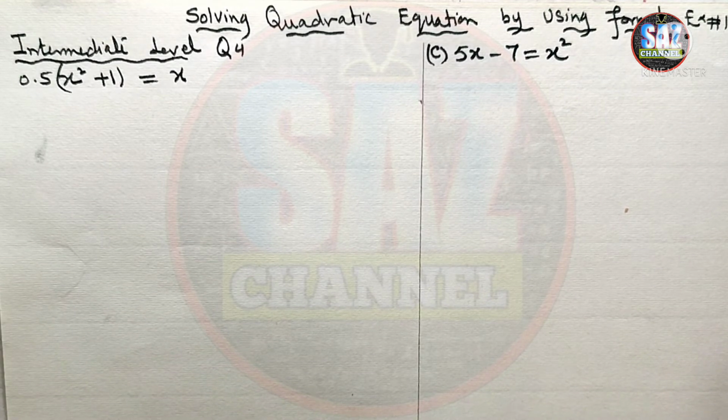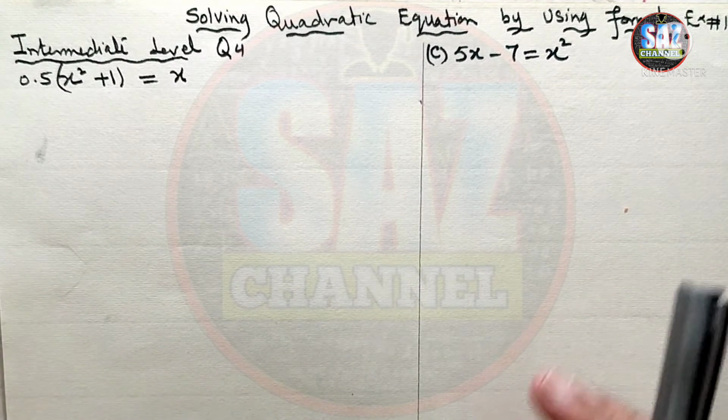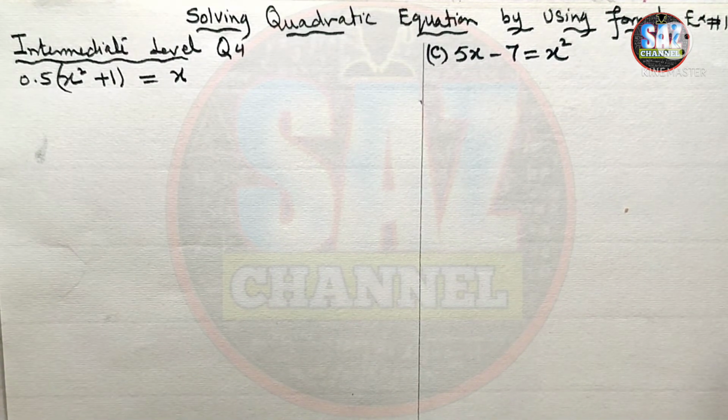This is my 12th lesson of D3, chapter number 1, exercise 1B, that is about the solution of quadratic equations by using the quadratic formula. What is a quadratic equation and how do we solve a quadratic equation by using the quadratic formula? These are the questions that have to be really clear to all of the students.